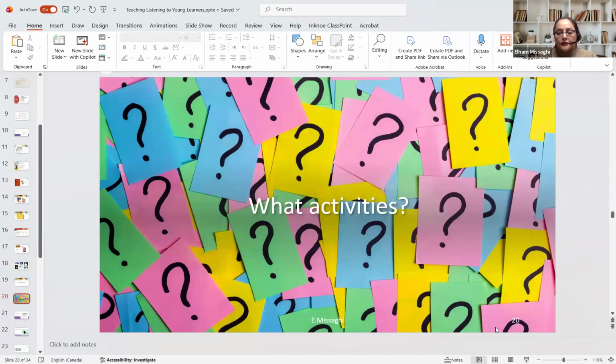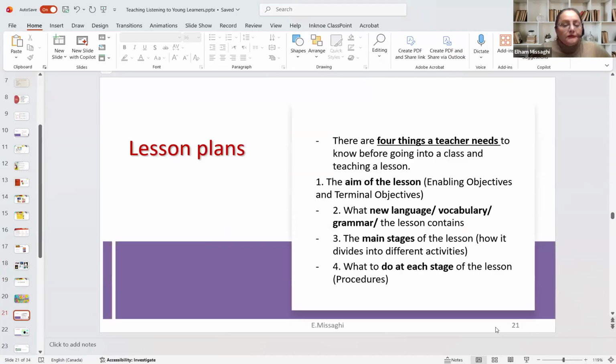Let's go for listening, for lesson planning. When you want to write a lesson plan for the listening part, there are some important questions you need to ask yourself. Number one, what is the aim of the lesson? How is this part, the listening, related to the aim of the whole lesson? Okay? So, what is the terminal objective? At the end of this part, what is my expectation?